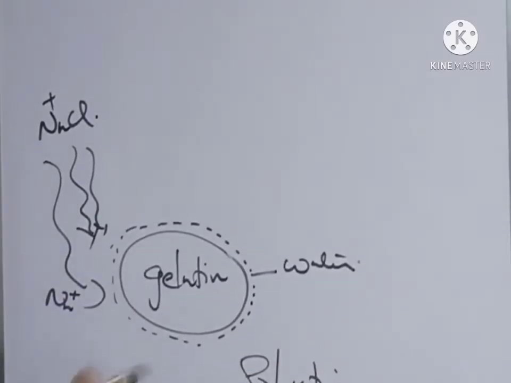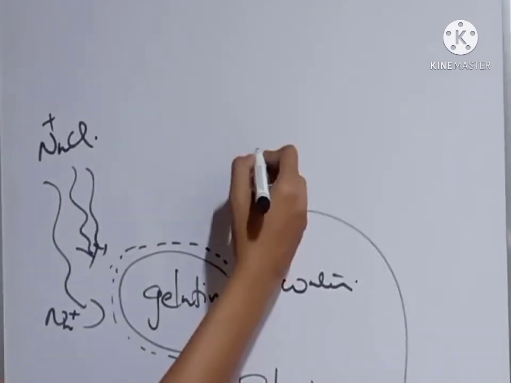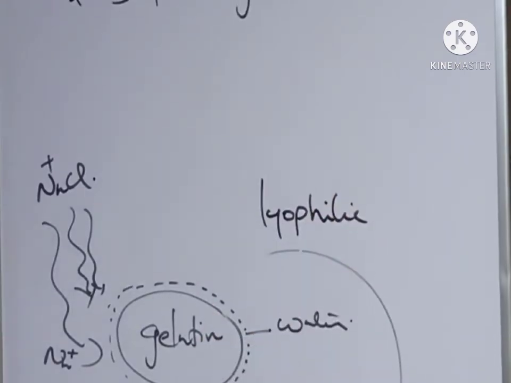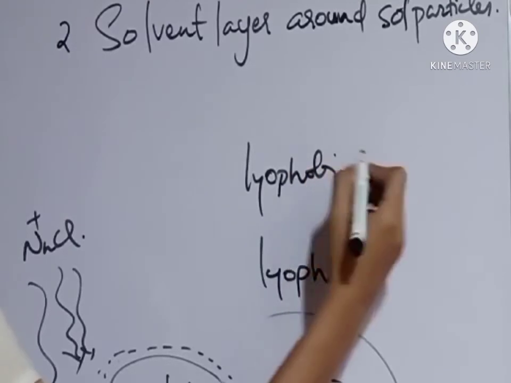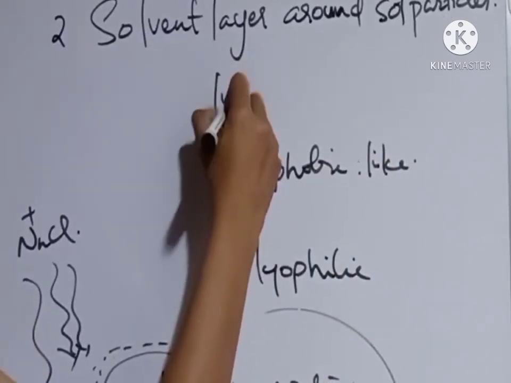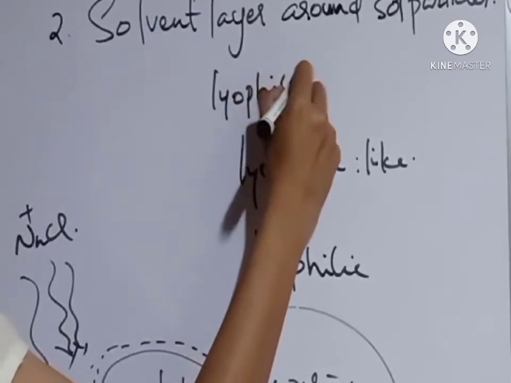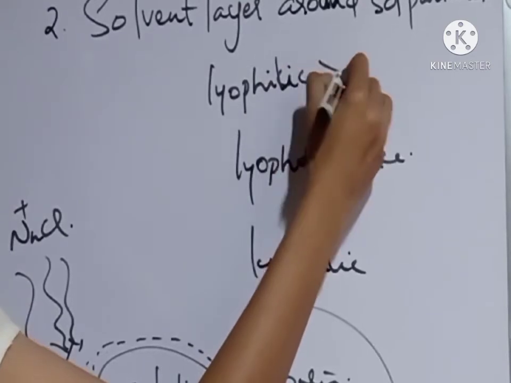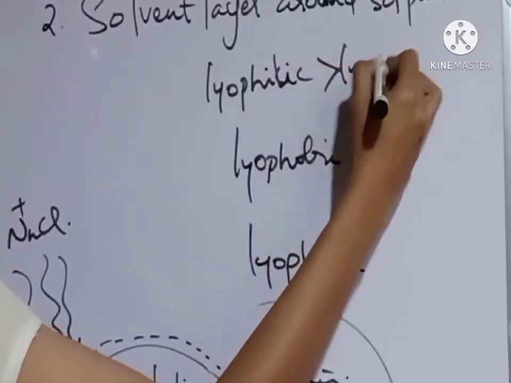Usually the process of solvation is observed in lyophilic colloids. In the case of lyophobic colloids, only like charge helps them to be stable. That is why lyophilic colloids are more stable than lyophobic.